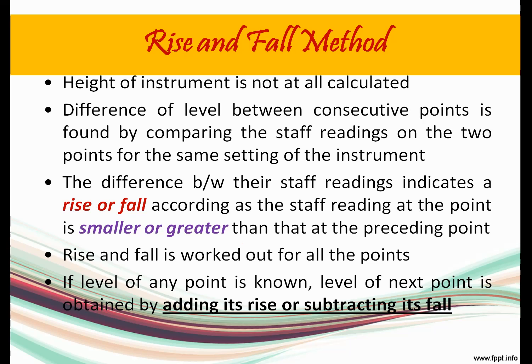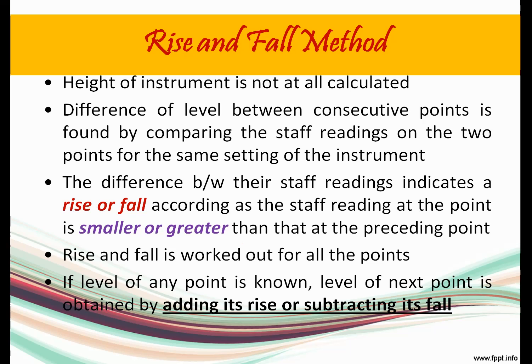The major difference between the height of instrument method and this method is that here, height of instrument is not at all calculated. So that type of column for booking height of instrument will not be there in the rise and fall method. In this method, the difference between consecutive levels is to be found out, and those differences are termed as rise or fall.